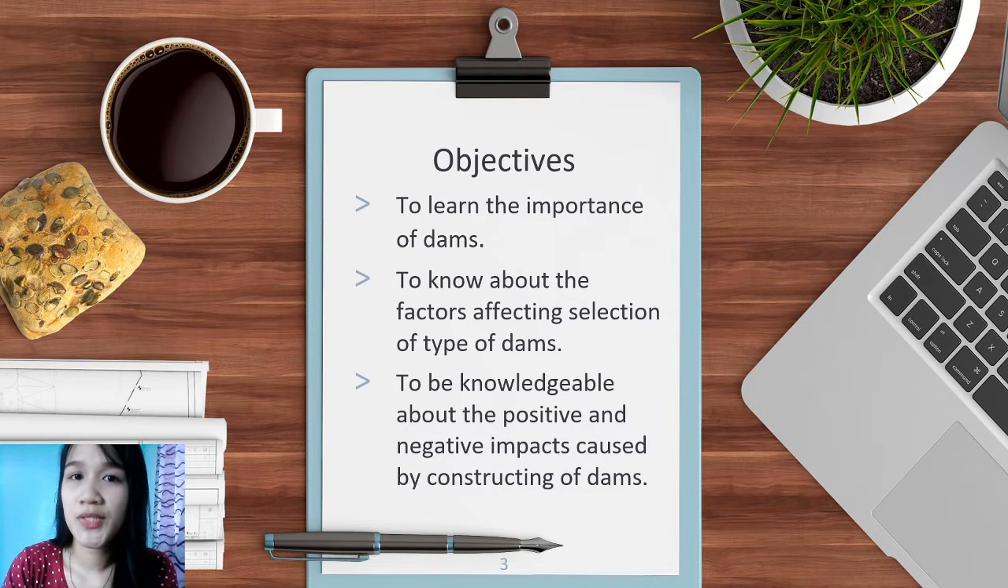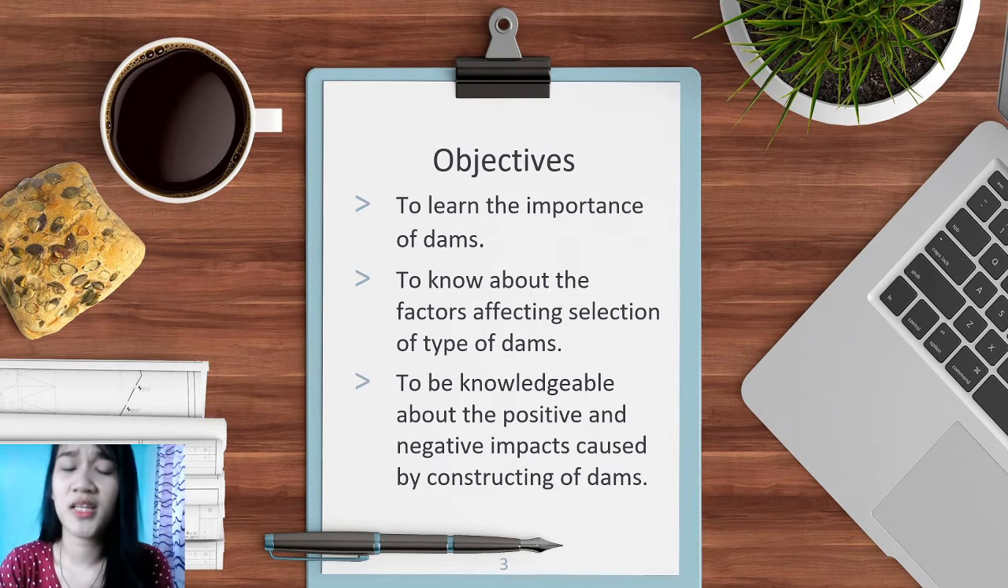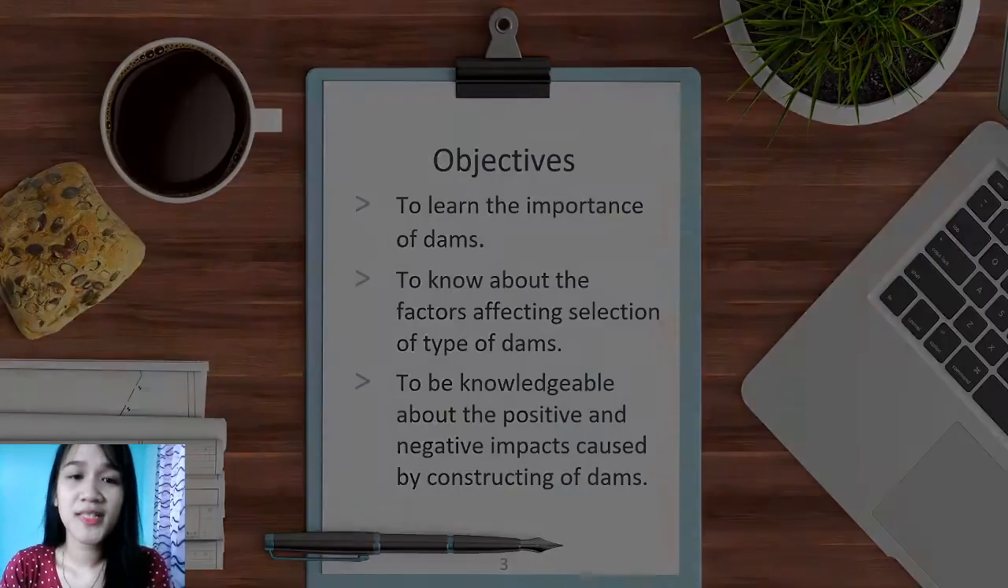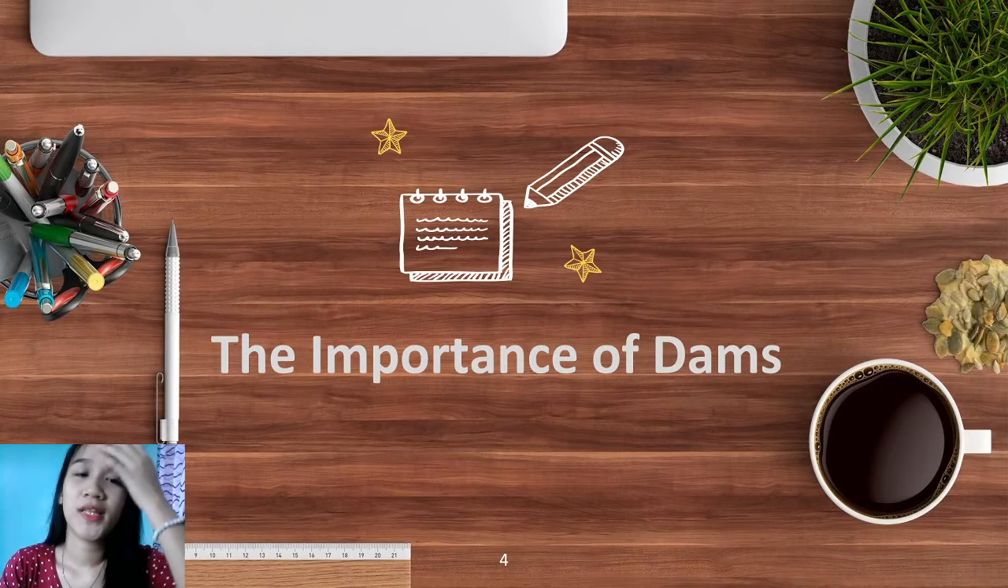First is to learn about the importance of dams. Second is to know about the factors affecting selection of type of dams. And the last one is to be knowledgeable about the positive and negative impacts caused by the construction of dams. So first, let us know the importance of dams.